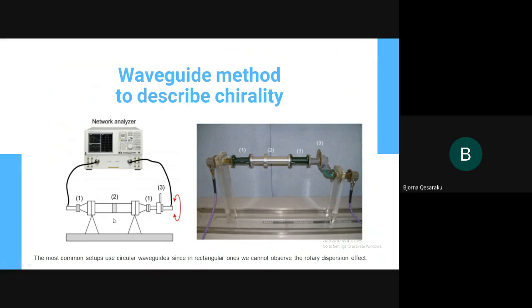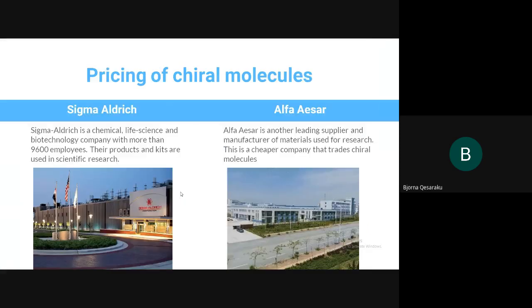Here we have the chiral sample, and this is the real life experiment, and this is only the sample. Here we have the place where the beam of light enters and where the beam of light leaves, and they also make the transition from rectangular to circular, and this place here is used to rotate this one in order to obtain the rotary effect and determine the chirality of the molecules.